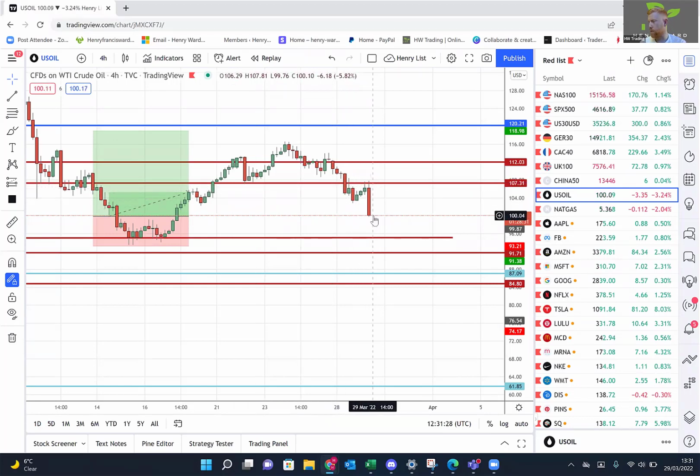Looks like there's a few more sellers in the market at the moment. So anyone who took the short, well done. I know in the Discord chat, Tyson put that short trade up there. So anyone who jumped in with him, well done. Good trade.